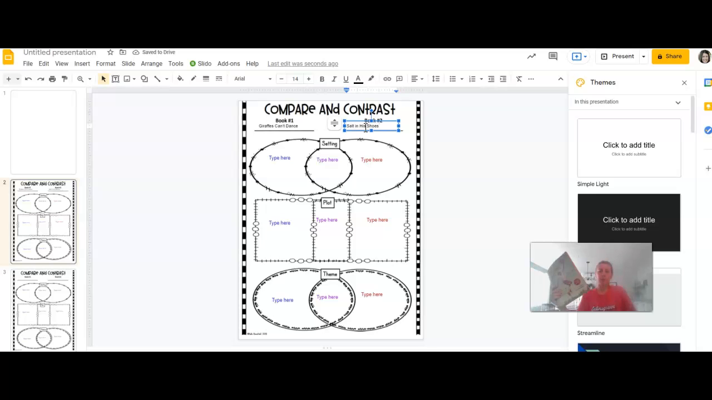So I'm going to read this story, and as we're reading, we're going to pause and think about how the setting is different. How is the plot different? How is the theme different, the moral or the message of the story? And how are our characters different, or how are they alike?